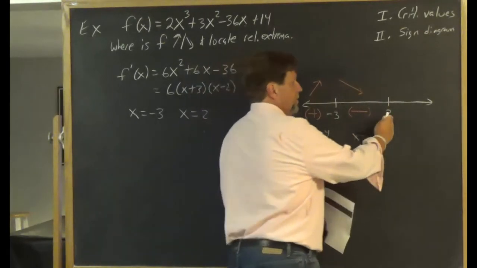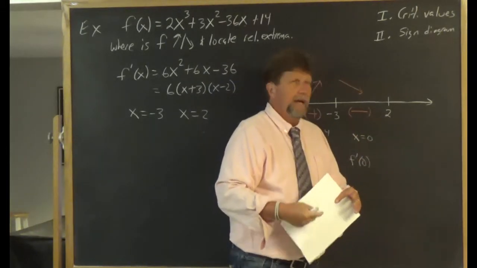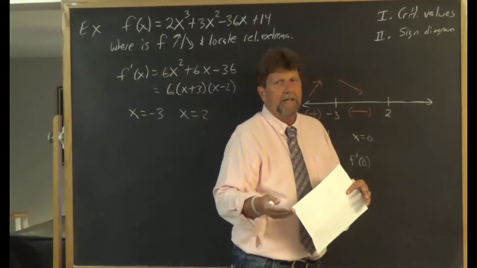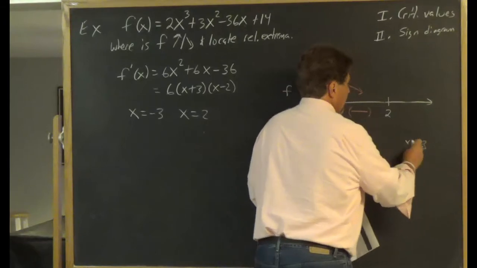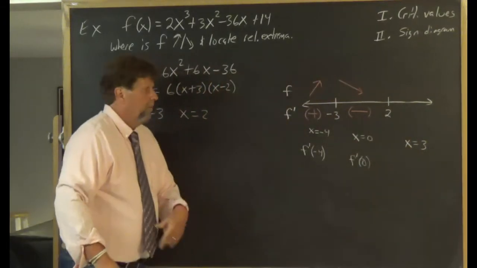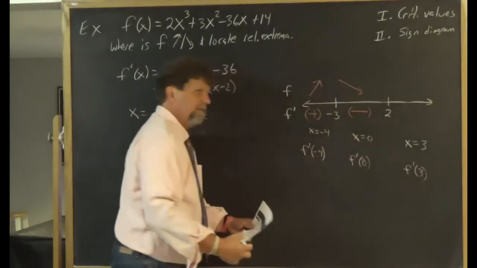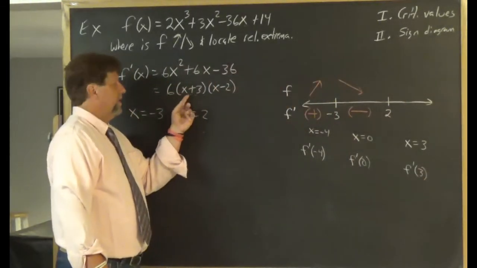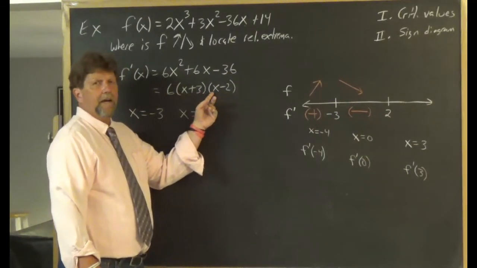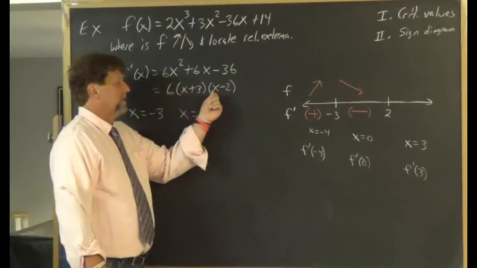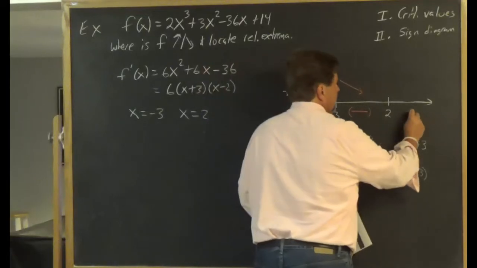Then finally on the interval 2 to infinity, pick any number that you know is in the interval. If you want, you could pick pi. Pi's in that interval. I wouldn't. I would pick x equals 3. Put 3 in for the derivative. You want to see what comes out, positive or negative. So 3 comes in here for the derivative. This factor would be positive. This factor would be positive. A positive times a positive times a positive. Yep, it is positive.